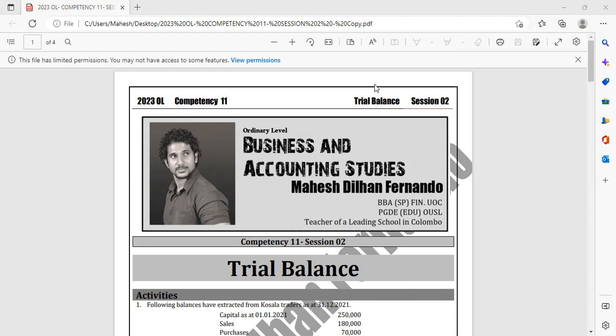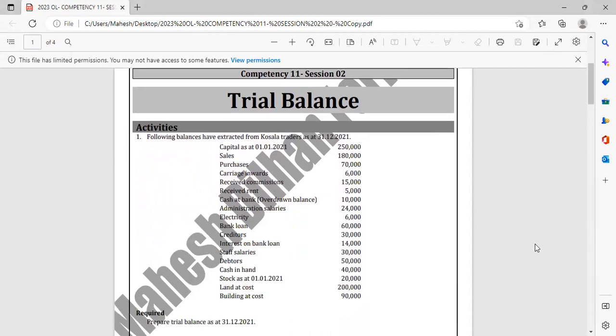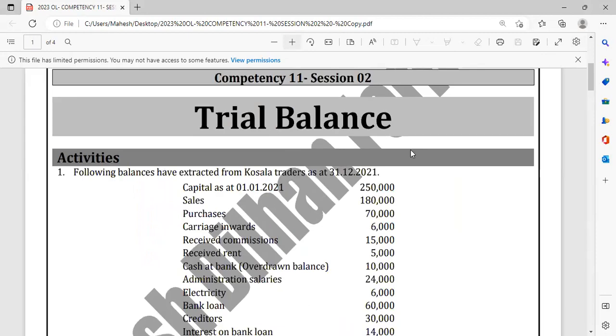And students, last week we started the 11 competency, and I think Shanuka was not there. And today, that is trial balance. Before we get into the activity, let me summarize what we have discussed last week.